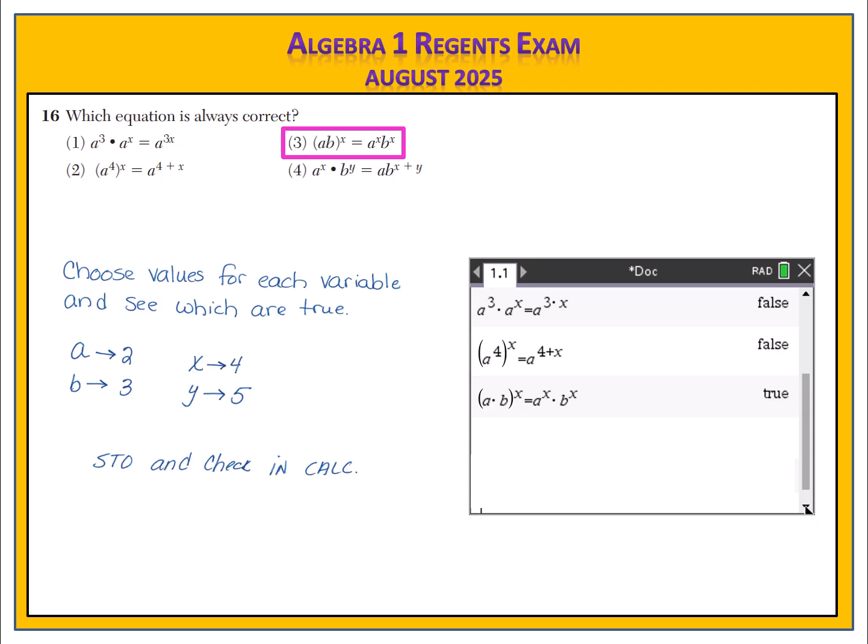two equations again. One important thing to note: when typing the A, B, make sure you put the multiplication dot between them, A times B. Otherwise, the calculator will error out. I test the fourth one. That one is also false. So choice 3 is my answer.